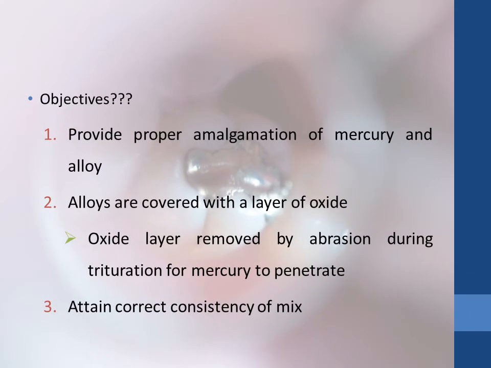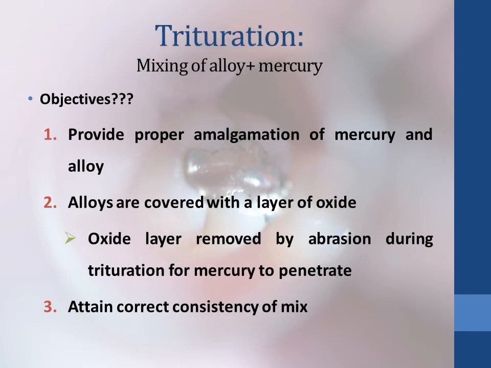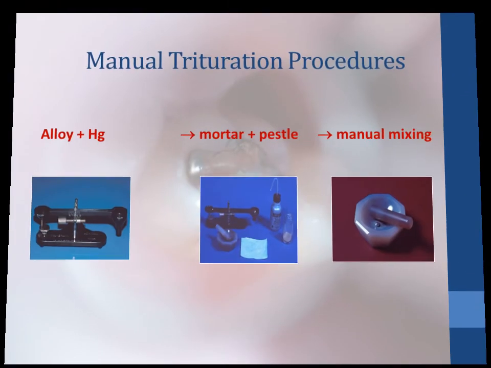So what are the objectives? It provides for proper amalgamation because it's a mechanical process. There are less chances of error. Alloys are covered with oxide. Oxide is removed during the oscillations or abrasion, and the correct consistency, the correct ratio of the mix is achieved, and as a result, a better alloy mix is achieved. So these are the objectives of trituration.